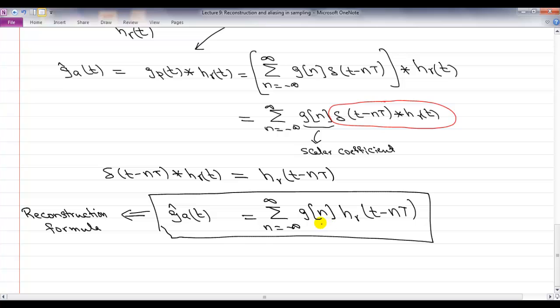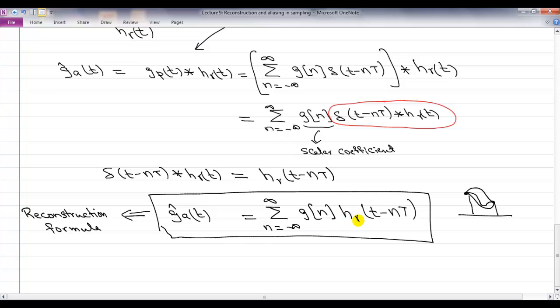What this says is that if you are given a sequence G of n and you want to reconstruct your original signal, remember all you had were samples. Let's say you have two samples here, right? And you are trying to reconstruct a continuous time signal, which means filling in the values between these two samples. How do you know that the samples connect like this, or like this, or like this?